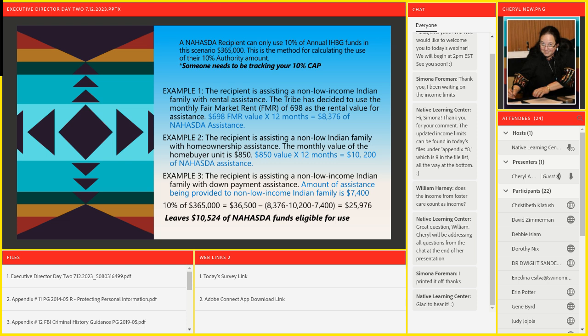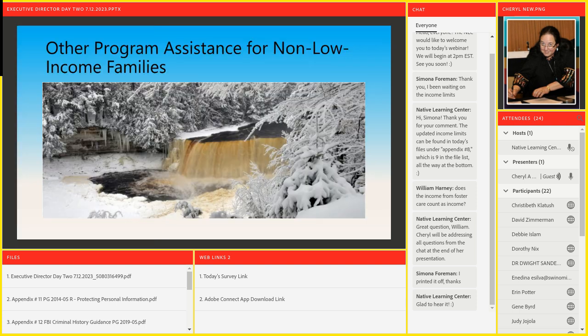So you count all those 3 together, you come up with 25,976 of your authority. You would still have 10,524 to assist anybody else that came into your program. Now, the next family that comes in, if it comes up to 10,525, you're going to need to get HUD approval because you've exceeded your 10% authority, okay? Somebody's got to be constantly tracking that on a yearly basis.